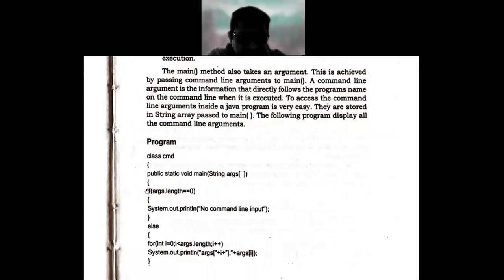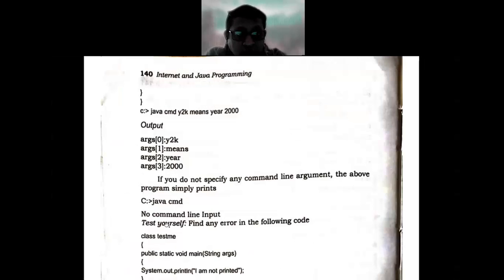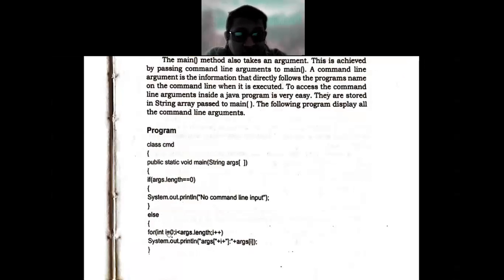If args.length equals 0, System.out.println no command line input, and otherwise. Whenever you run the program, first it will check whether any argument is passed. If the length is 0, that means no argument is passed, and it will say no command line input. But otherwise, for integer i equal to 0, i less than args.length, i plus plus, System.out.println args[i].